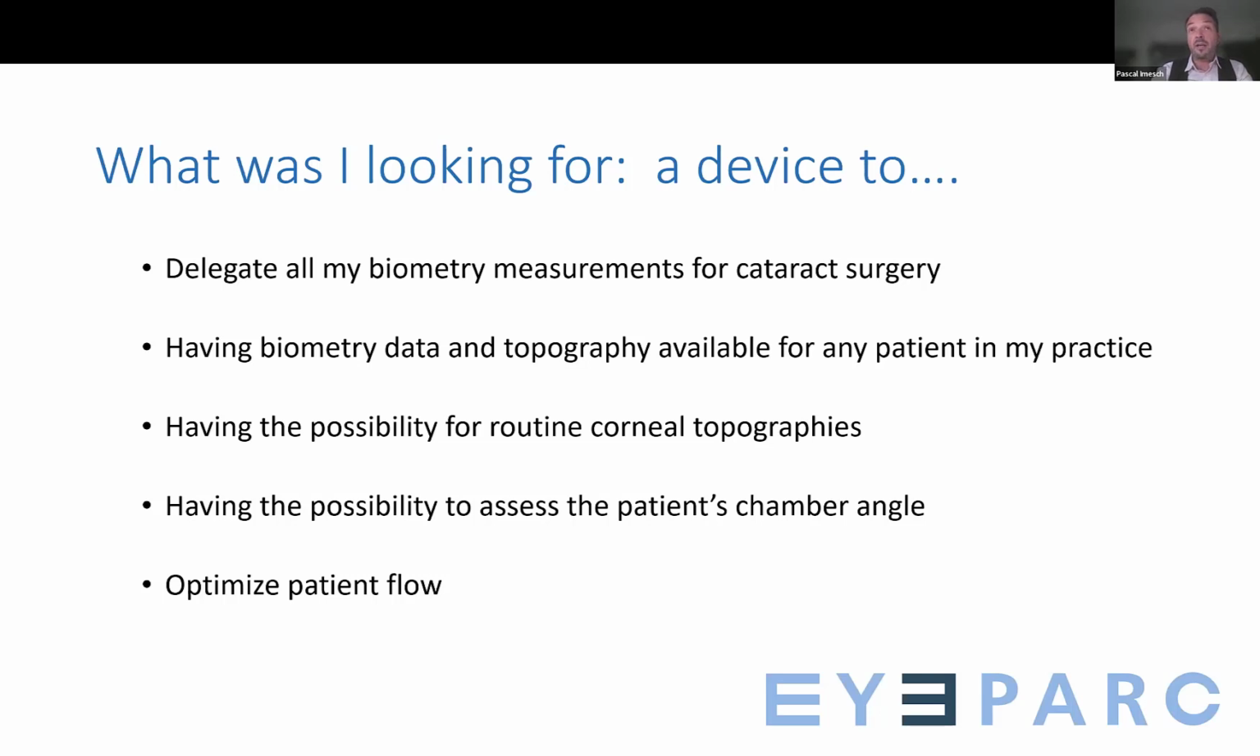That's why I was looking all the time for such a device. I was trying out several devices before that. And when I first saw a very early version of the Eyestar, I was already hooked, and I probably was a pain for Haag-Streit, so they finally decided to give me one.